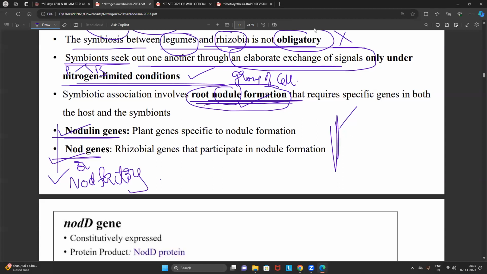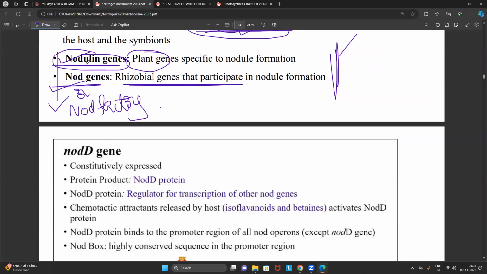But where they are present is entirely different. Nodulin genes are specifically present in the plant. Nod genes are specifically present in the bacteria. Never ever get confused with that point. Now, the interesting point is that the nod genes, the nod factors, are present within the bacteria, and there is a condition.